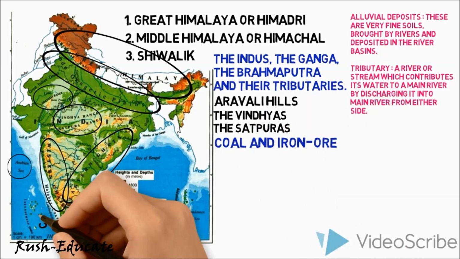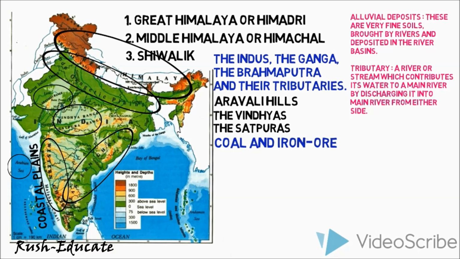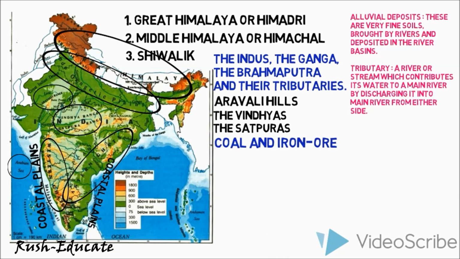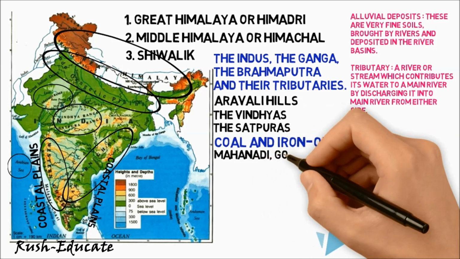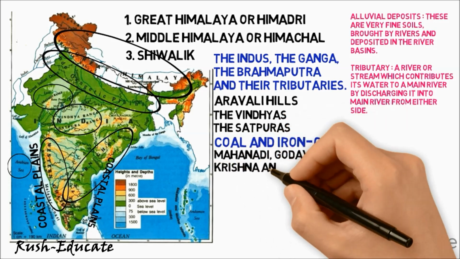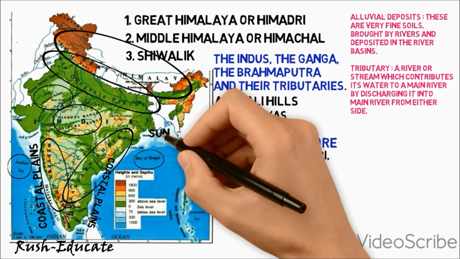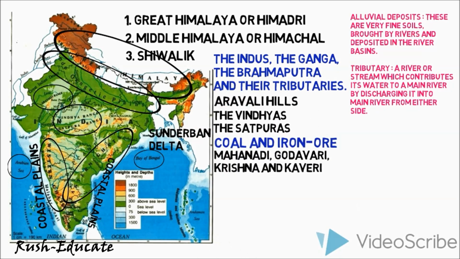To the west of the western Ghats, and the east of eastern Ghats, lie the coastal plains. The western coastal plains are very narrow. The eastern coastal plains are much broader. There are a number of east-flowing rivers. The rivers Mahanadi, Godavari, Krishna, and Kaveri drain into the Bay of Bengal. These rivers have formed fertile deltas at their mouth.